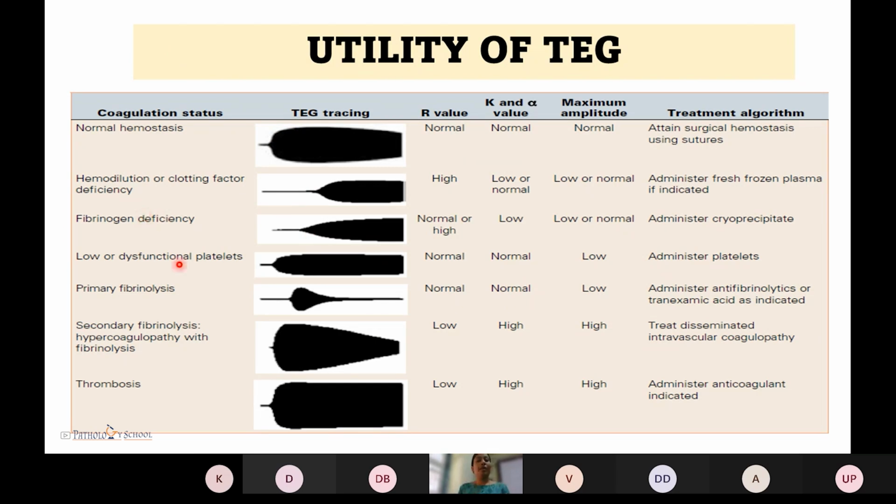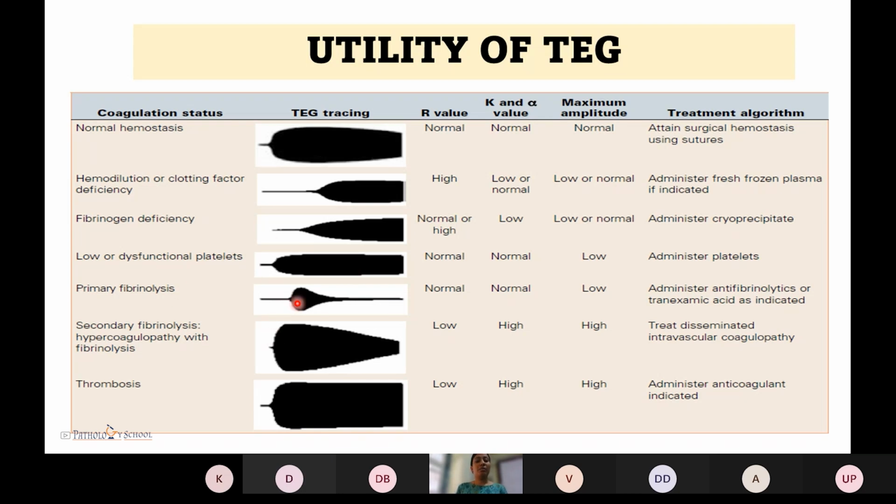Then this one, compared to this normal hemostasis graph, you can see that the maximum amplitude is reduced to a much greater extent. So this can be because of the dysfunction of the platelets and low number of platelets in the patient. Then comes this graph in which the maximum amplitude is also significantly reduced along with increased LY30 value. So it shows the primary fibrinolysis in the patient.